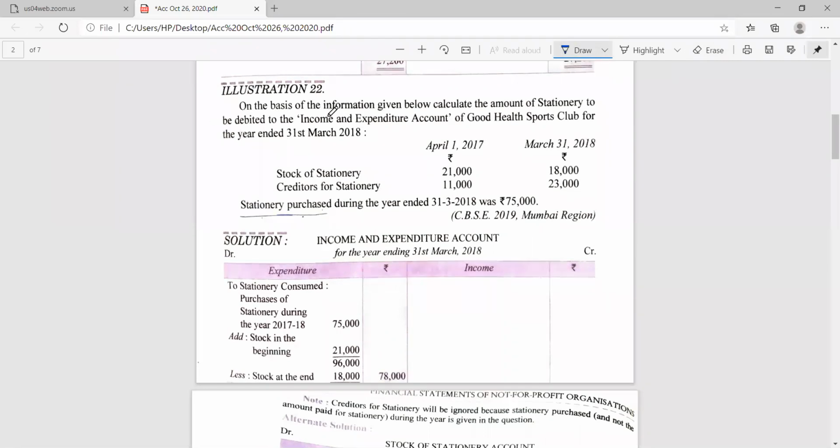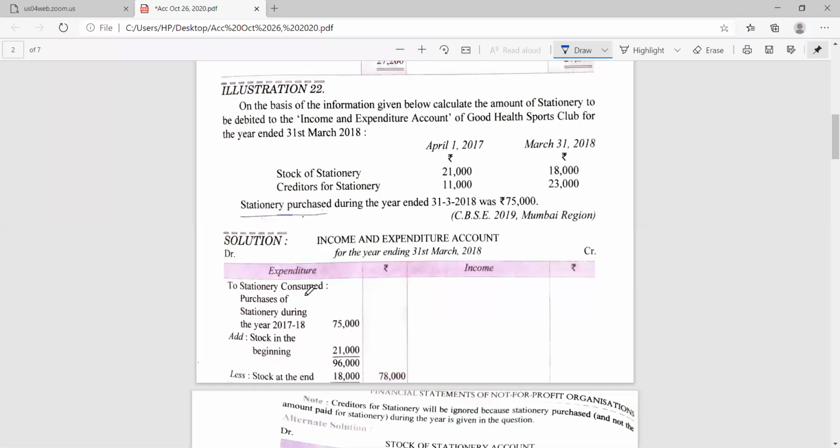On the basis of the following information given below, calculate the amount of the stationery to be debited to the income and expenditure account of Good Health Sports Club for the year ending 31st March 2018. Now, here the stock of the stationery is given to us, that is 21,000 and 18,000. Creditors of the stationery are also given to us. Stationery purchased during the year is 75,000. So how to deal with this?